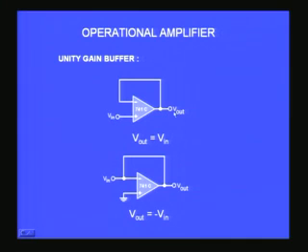So V in, V out, the feedback is 100%. When the feedback is 100%, you will find the gain becomes 1. So A by 1 plus A beta, where beta is 1, is nothing but A by 1 plus A, which is almost equal to 1, because A is very large. So you have just a gain of 1.